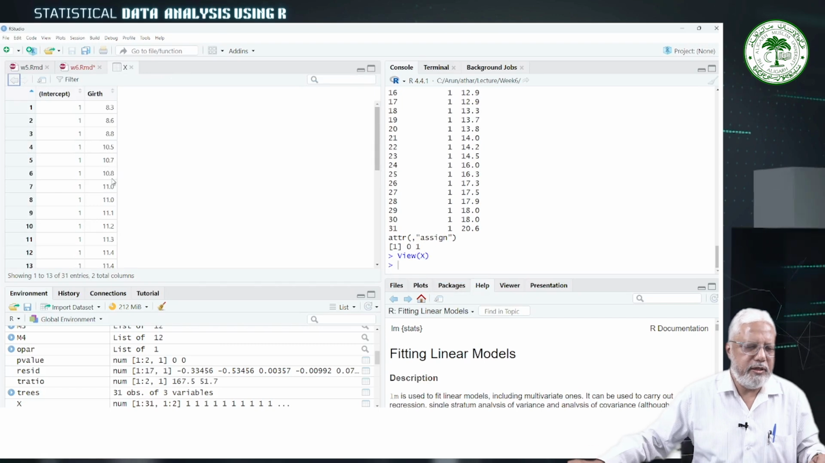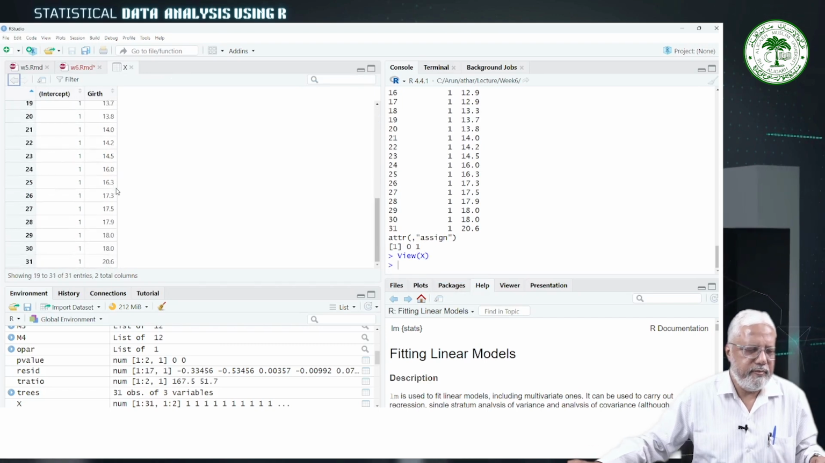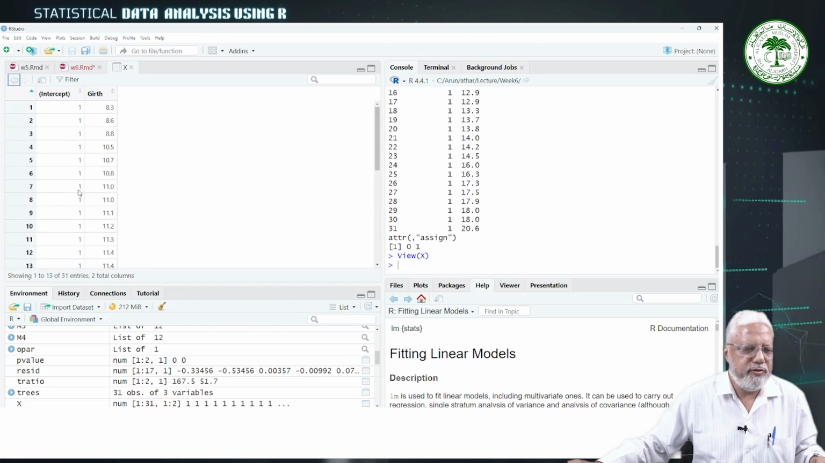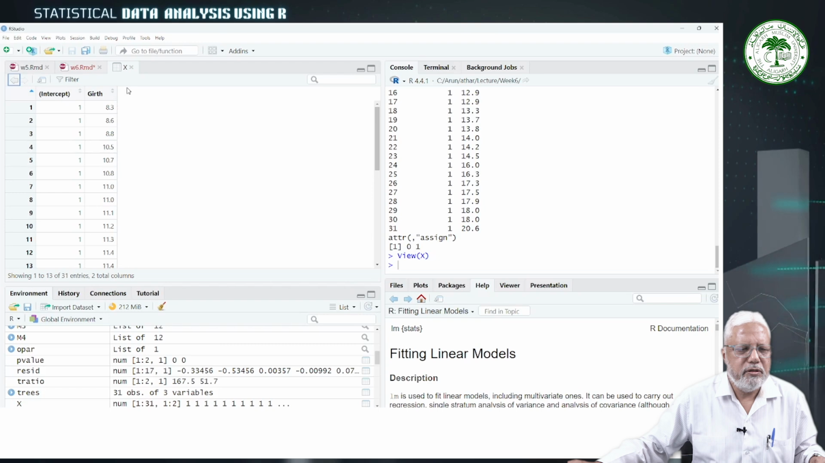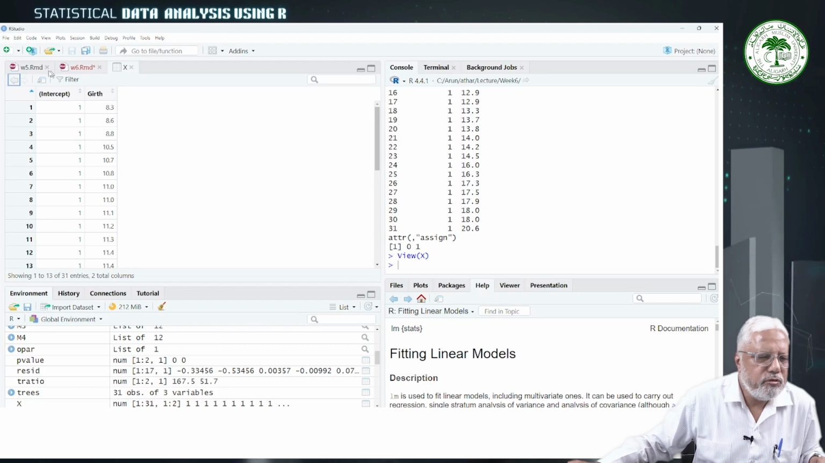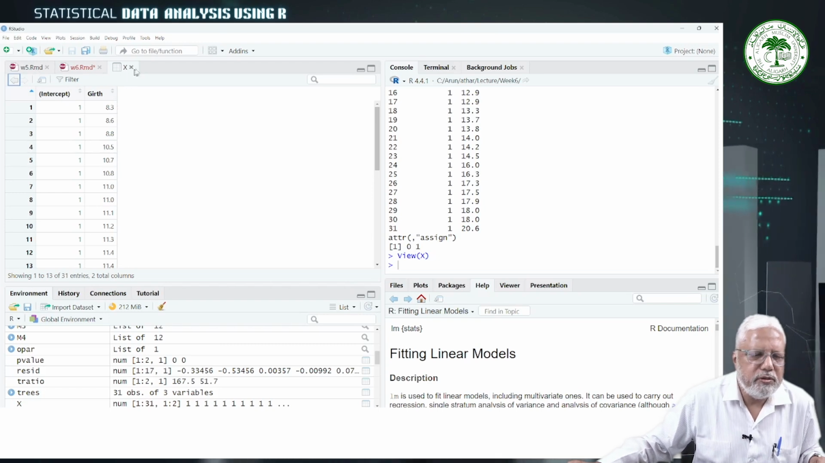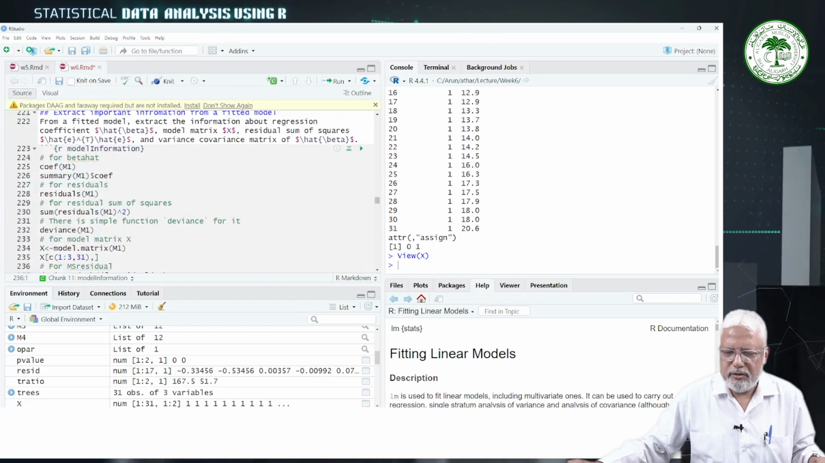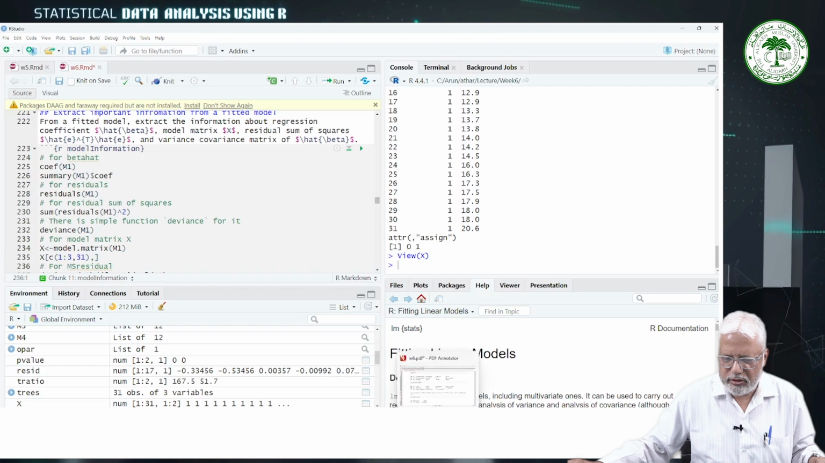See, this is the model matrix. This is the first column, the intercept column of 1, 1, 1, and then girth. So, this is the model matrix, and I have already explained the model matrix. I will just go on.